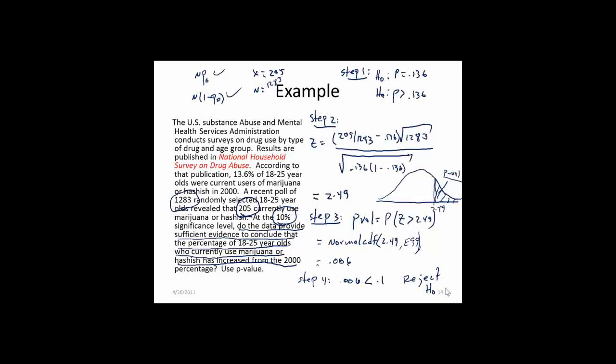Okay, so what does it mean to reject the null? Did the data provide sufficient evidence to conclude that more youngsters are getting high, or experimenting, if you will? Can we conclude that? Shame on you guys. Just kidding. Yes, the data does provide sufficient evidence that there has been an increase in the marijuana/hashish usage amongst 18 to 25-year-olds. So we can make that conclusion.